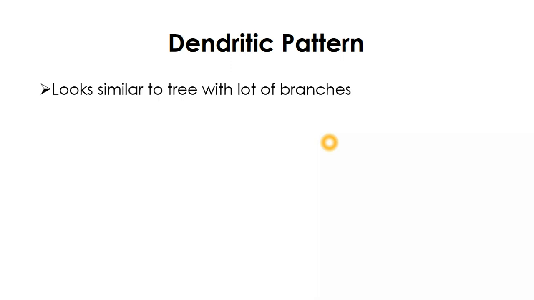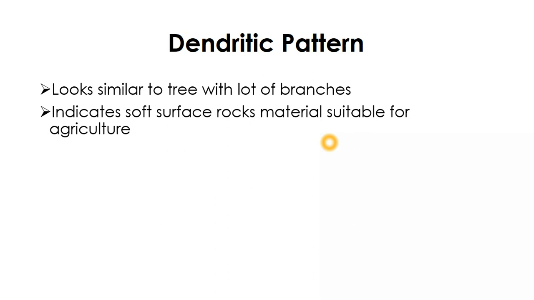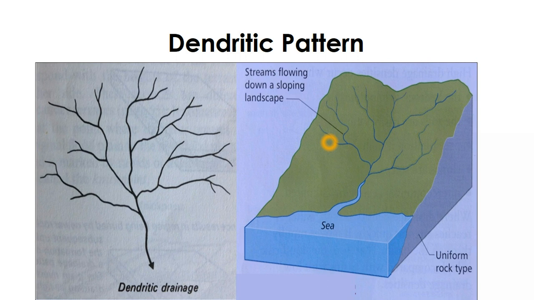This pattern looks like a tree with branches, and this pattern says that the area where the drainage system is flowing has soft surface rocks where erosion is comparatively more, and these areas are suitable for agriculture. And this is how it looks. A dendritic drainage pattern looks like this, and on ground it will be like this.